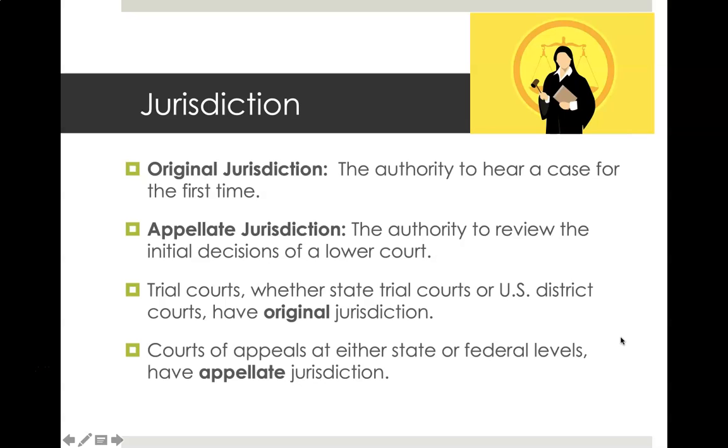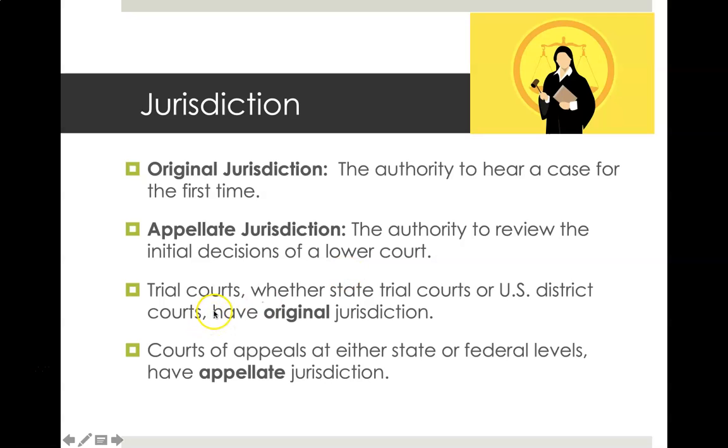So again, we've got original jurisdiction, which is the authority to hear a case for the first time. Appellate jurisdiction is the authority to review the initial decisions of a lower court. I told you that the root word of appellate is to appeal. So when you appeal something, it means that the courts are going to review the original case and determine whether or not the original decision was made in error, and then they would potentially overturn it.